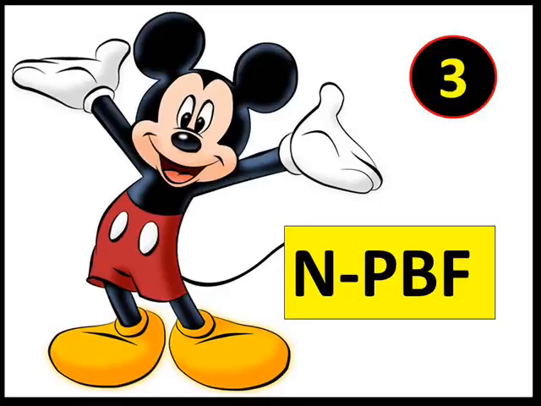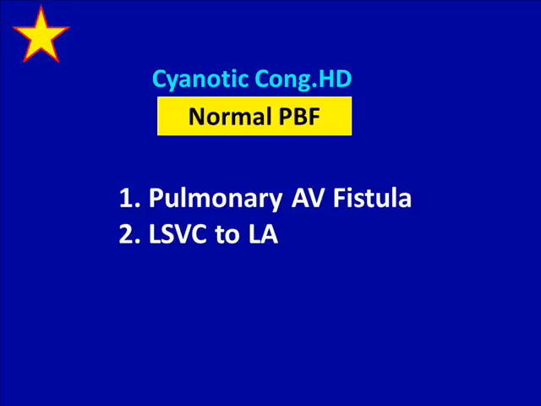And finally, to complete the third group of cyanosis with normal pulmonary blood flow. This group consists of two conditions, namely pulmonary AV fistula and a much rarer condition of left SVC draining to left atrium.